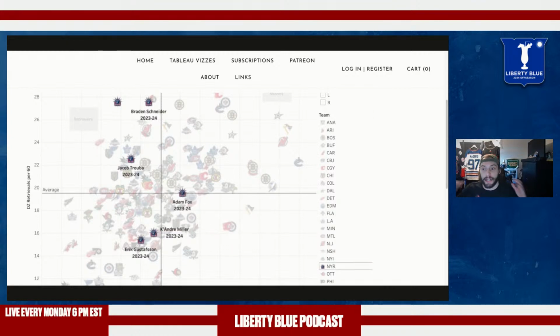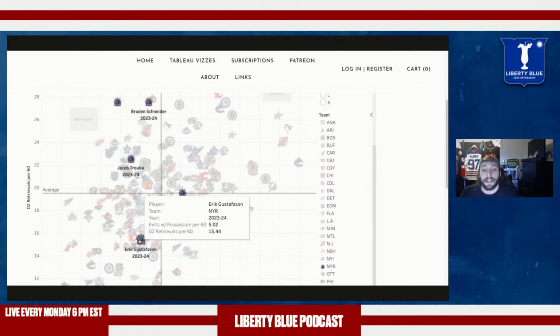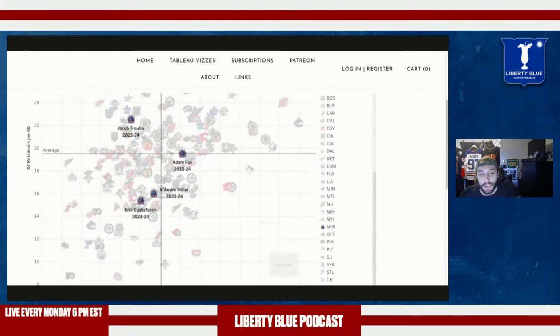That makes perfect sense. If you think about the Rangers' defensive pairs, and I talked about this a lot on the podcast on Monday, each guy has a role. You have a mover and you have a retriever. The Rangers guys are extremely defined in their roles. Fox is their best puck mover. Gustafsson is a puck mover. You see exits with possession and retrievals.